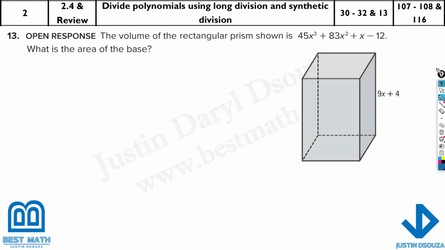Here again we need to divide. We need to find the area. The volume is given and one of the sides is given. So when we divide, we must get the area.